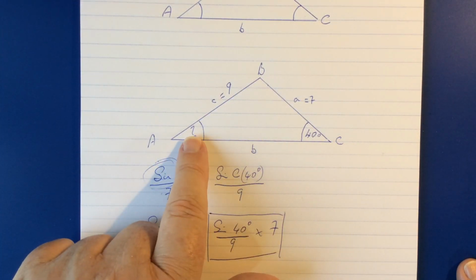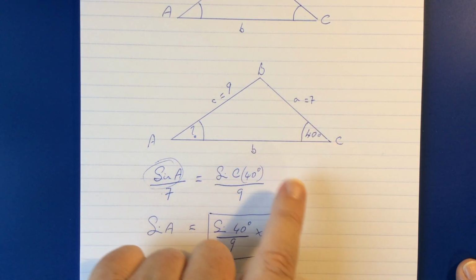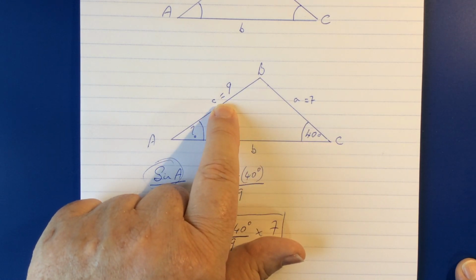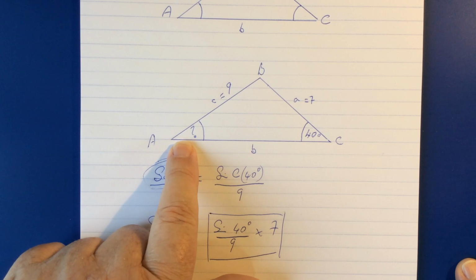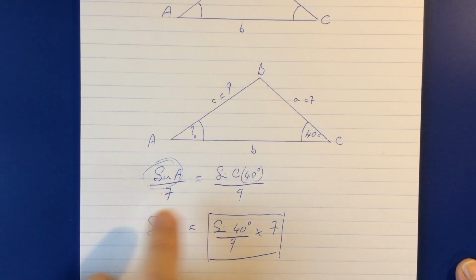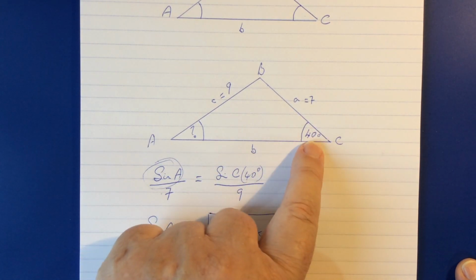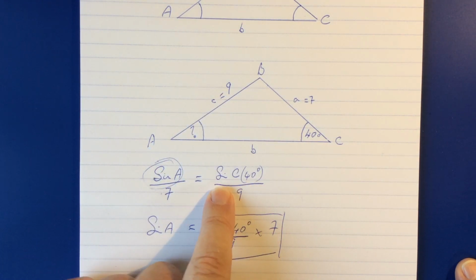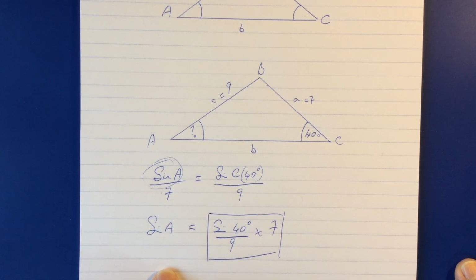It's always a good idea to draw your triangle and put the information in. So we have information about angle C, we have information about length C, we have information about length A, but not about angle A. So that's the thing we're looking for. So we start off with sine A over this length is equal to the sine of that over that. This is a value we can find. A little bit of algebraic manipulation, and we get an expression which will give us the sine of the angle of A, and from that we can get the angle.